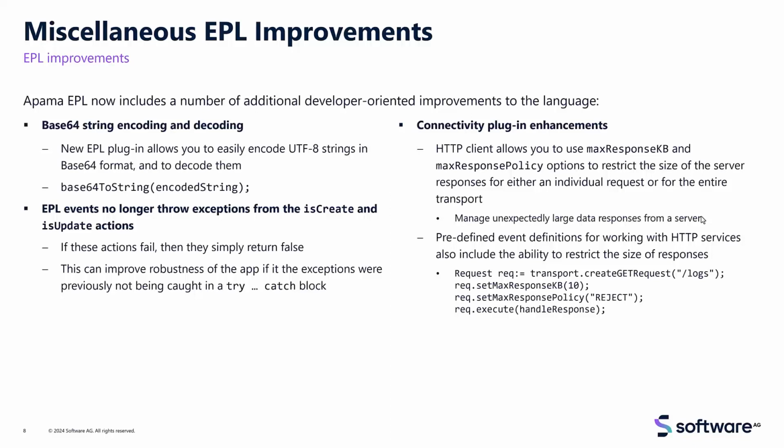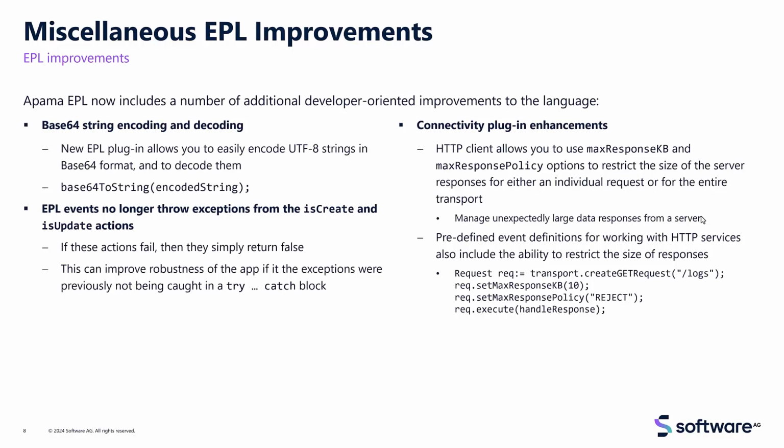Again, with the robustness, we have prevented the isCreate and isUpdate actions from throwing exceptions if they fail. Now they simply return a false, which makes it easier to write an application which doesn't use the try-catch exception handling, and it should improve robustness as a result.